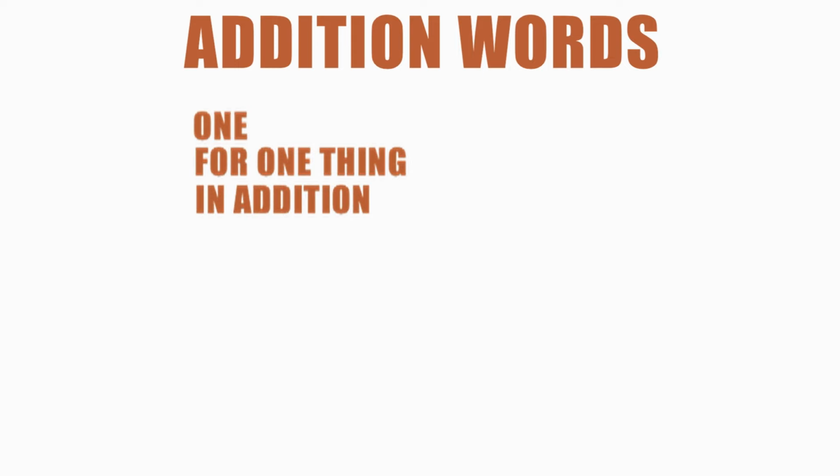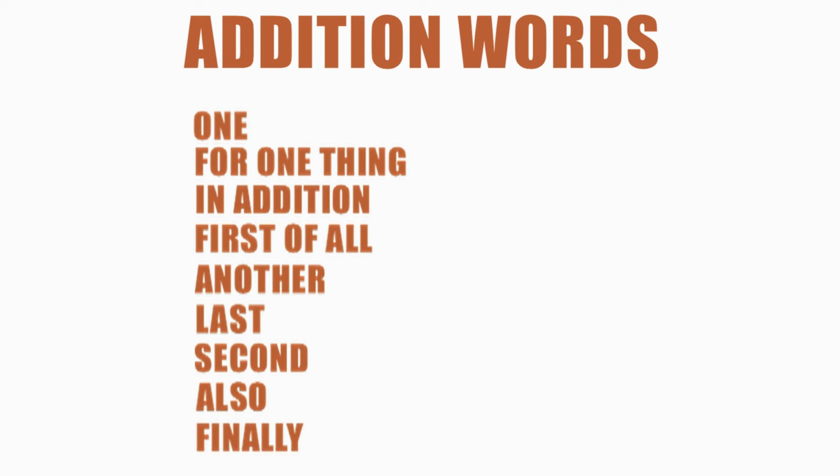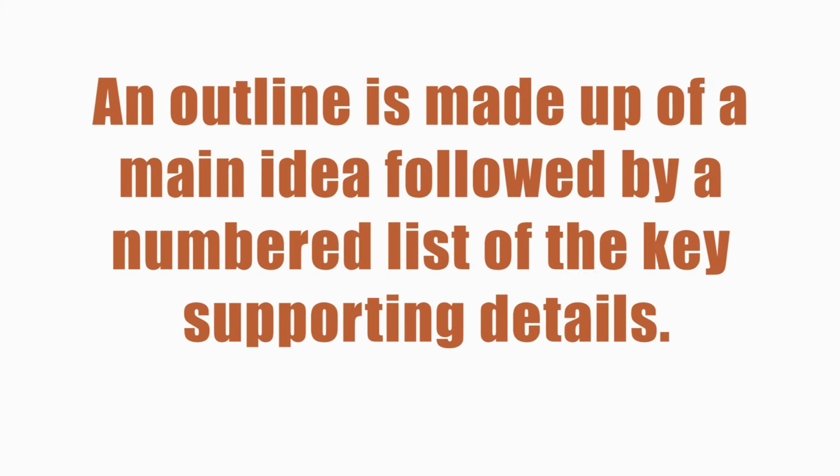Here are some common addition words. 1. For one thing. In addition. First of all. Another. Last. Second. Also. Finally. Addition words will often help when you study a paragraph by outlining it. Here is a quick review of outlining. An outline helps you understand and see clearly the relationship between a main idea and its supporting details. Outlines start with a main idea followed by a numbered list of supporting details.